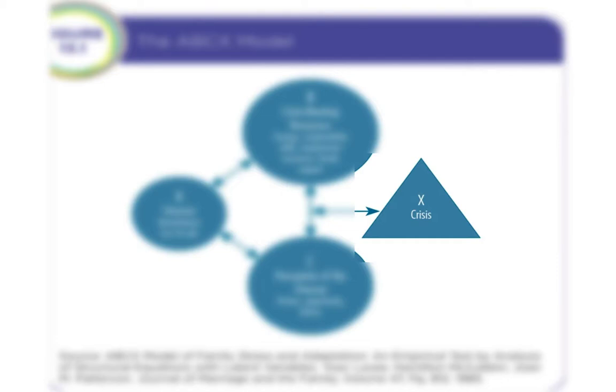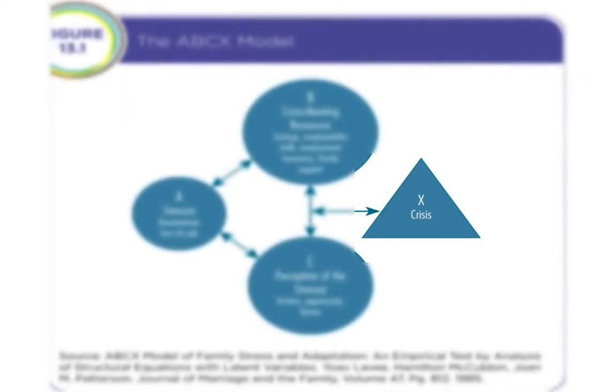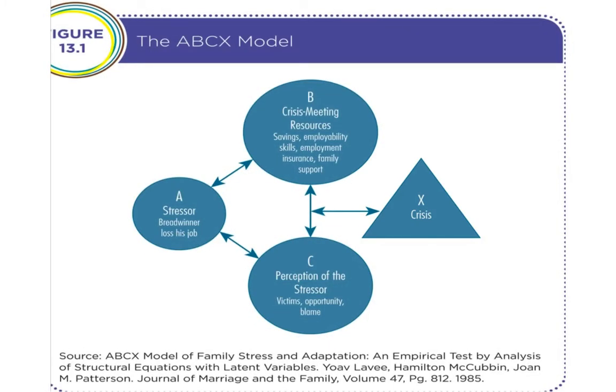So what you see in this model here, they're using the example of the breadwinner losing a job. And then it goes on to the crisis of meeting resources. Well, they have some savings, they have employability skills, they have employment insurance, they have family support. And then their perception: they may see themselves as a victim, or they may see it as an opportunity, they may even lay blame. And then the crisis would be the result of this experience.